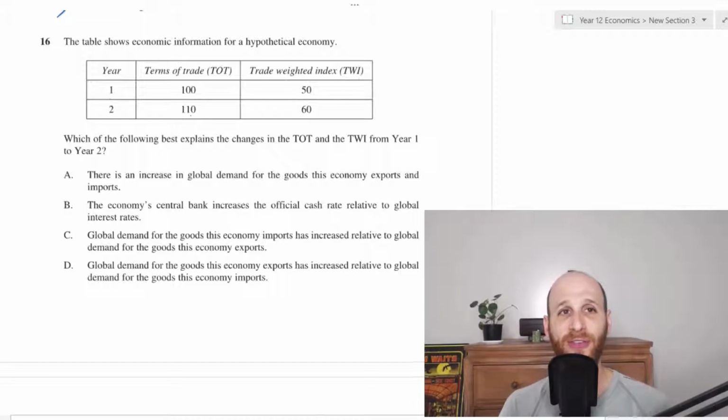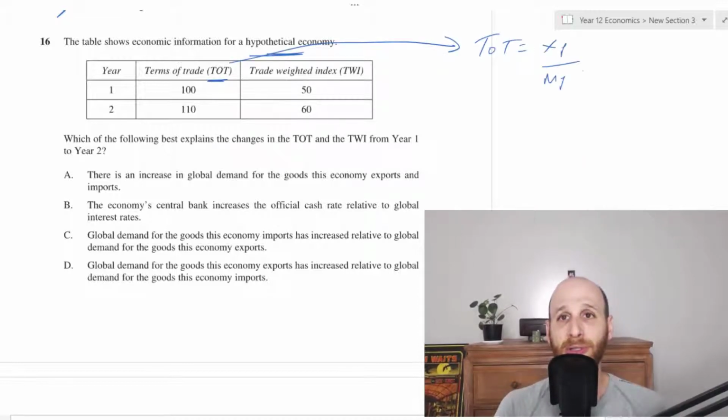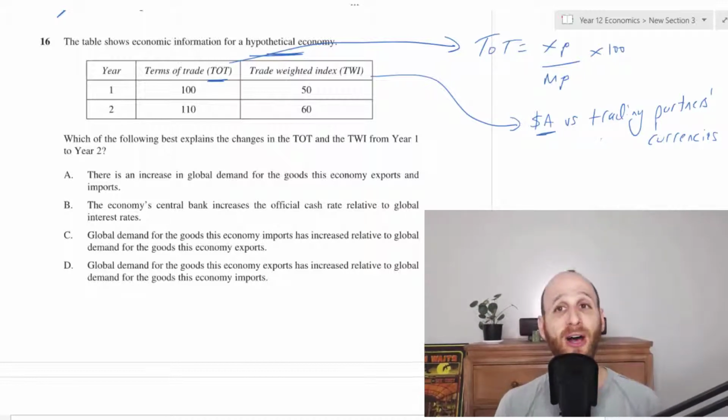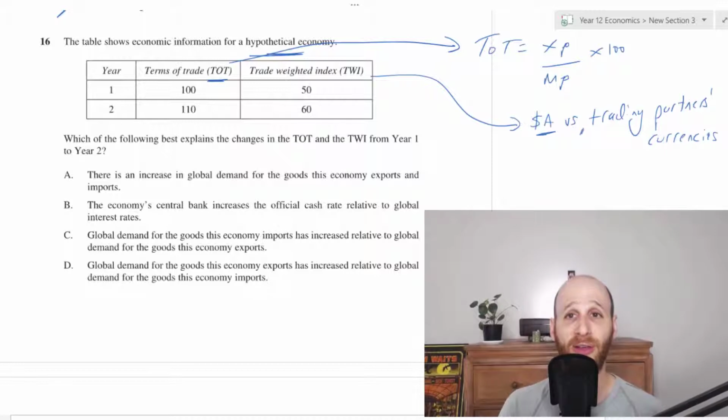Okay, 16. Question 16 says the table shows economic information for a hypothetical economy. So we're not saying it's Australia, we're not saying it's America, it could be anything. Here I've got the terms of trade, and what I might do just to remind myself, terms of trade is the export price index over the import price index times 100, and then I've got the TWI. So TWI is the value of the Australian dollar versus our trading partners' currencies, versus major trading partners' currencies.